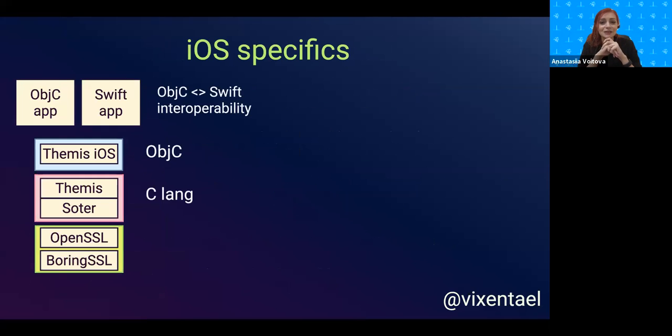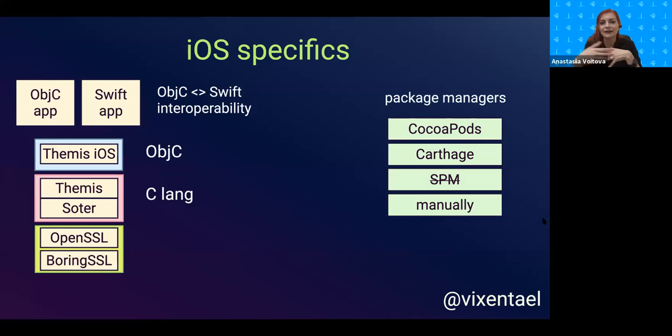At the same time, the installation is tricky because when we're talking about iOS, luckily we have this Objective-C and Swift interoperability, and it kind of works. So for Themis, for example, we didn't create a separate Swift wrapper yet. We just use the single Objective-C wrapper, and it works right now. At the same time, for iOS, we have a lot of package managers: CocoaPods, Carthage, Swift Package Manager, and many developers still prefer to install libraries manually.